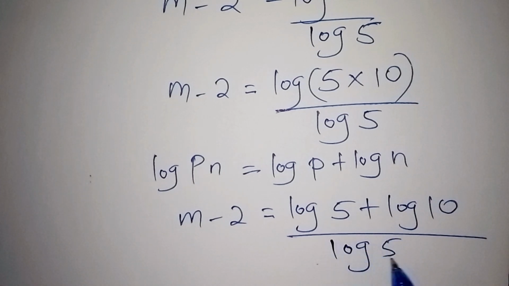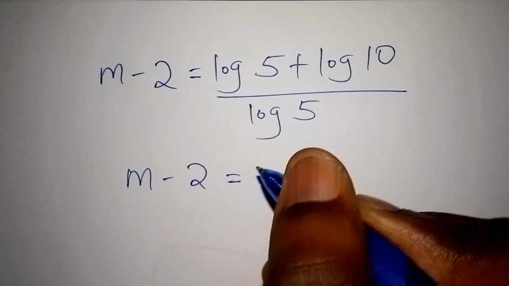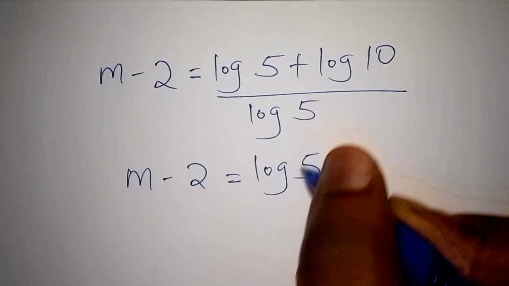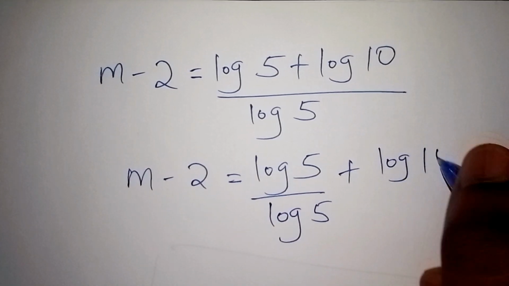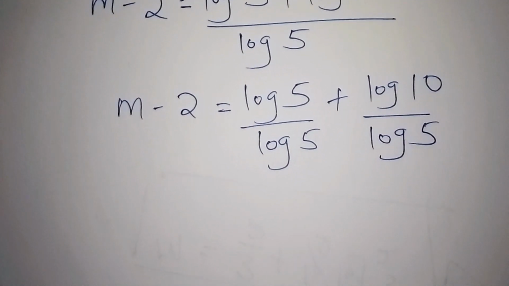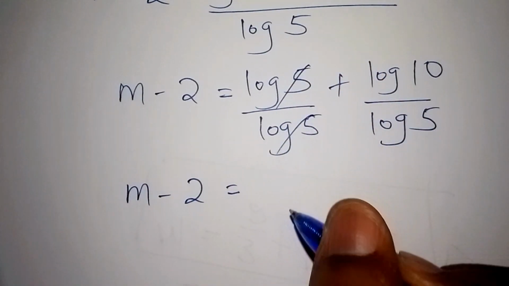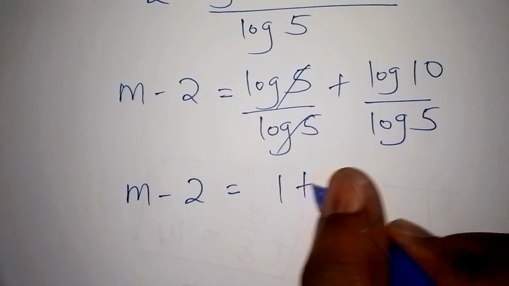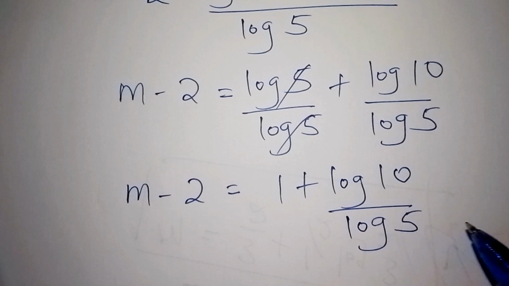By now we shall be forced to have the log of 5 independently, then divide all of them by the log of 5. This is how it is done. We shall now have m minus 2 is equal to the log of 5 divided by the log of 5, plus the log of 10 also divided by the log of 5. Now the log of 5 and the log of 5 cancel, so we shall remain with 1 plus the log of 10 all over the log of 5.